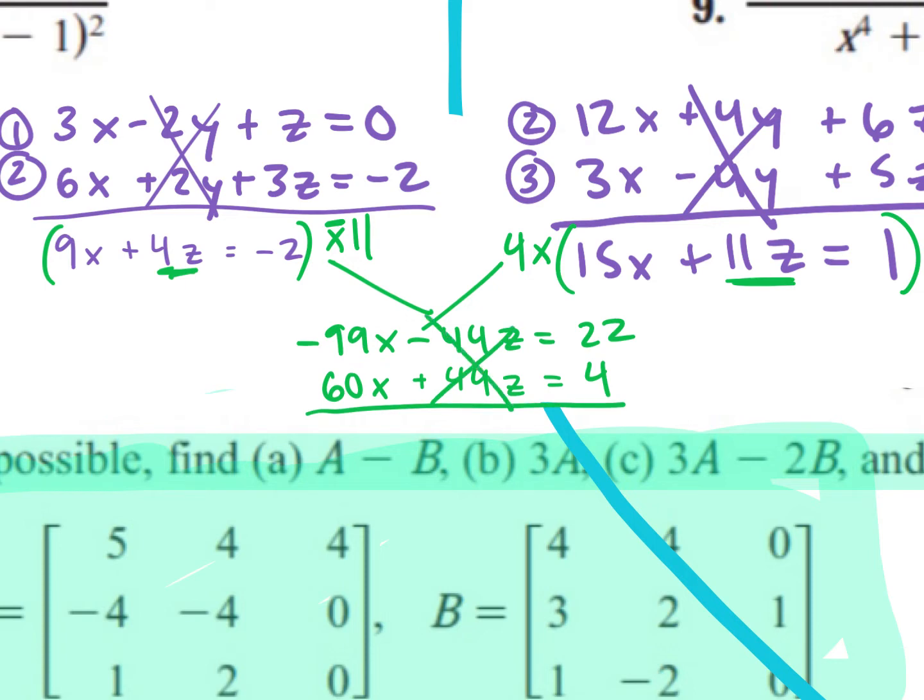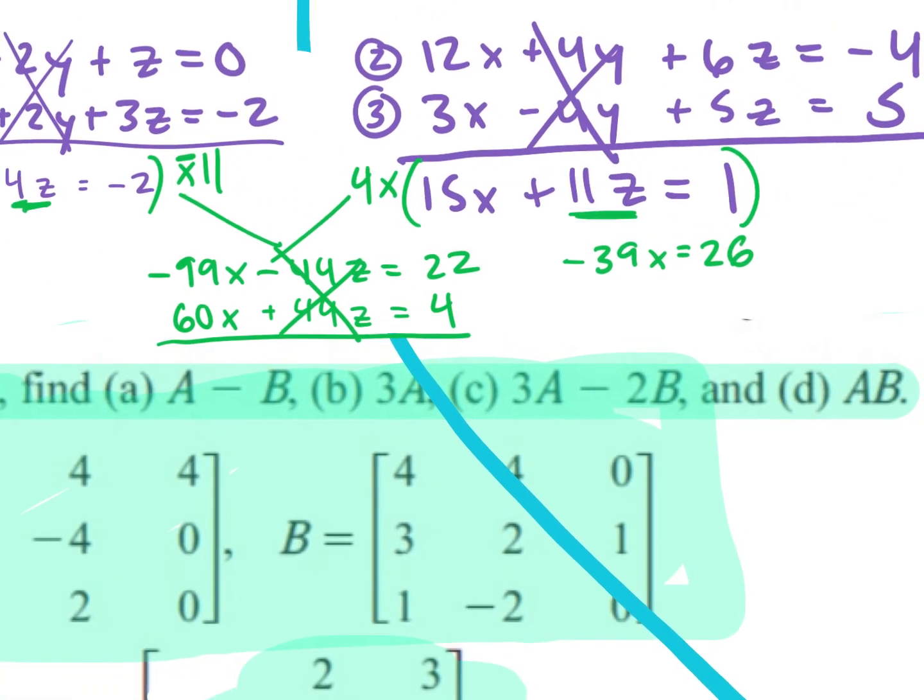Combine them together. So the z's cancel. I'm left with negative 39x is equal to 26. You get a fraction either way, right? Yeah, we get a fraction. So divide by negative 39. So 2 over -3, perfect.